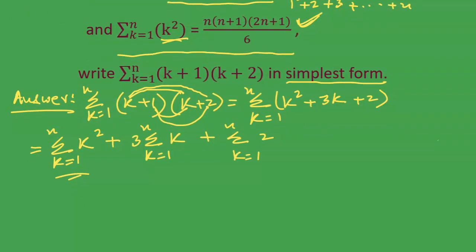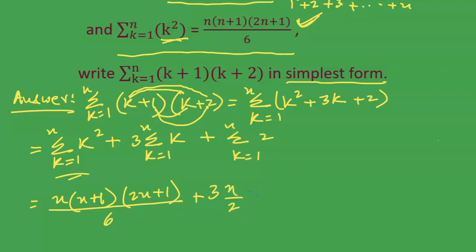So, I am using the next line. Let me write over here. It is n times (n plus 1) times (2n plus 1) over 6, plus 3 times n over 2 times (n plus 1). So I write this as (n plus 1), and plus 2, since the last value of k is n.